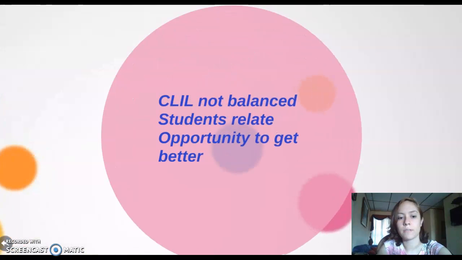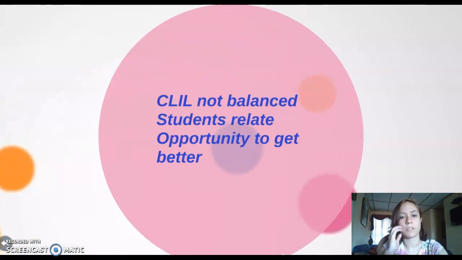Next, we have, what are the drawbacks of the CLIL? I found that if the CLIL is not well balanced and not well planned, it can be a disaster for students, because then they will have too much of the first part but not enough of the second part. So the class itself is not going to work, and you do a class to benefit the students, for them to understand and know. So if you do not plan a class well, the students are not going to understand anything. They are not going to be able to relate anything. They are not going to get an opportunity to get better.